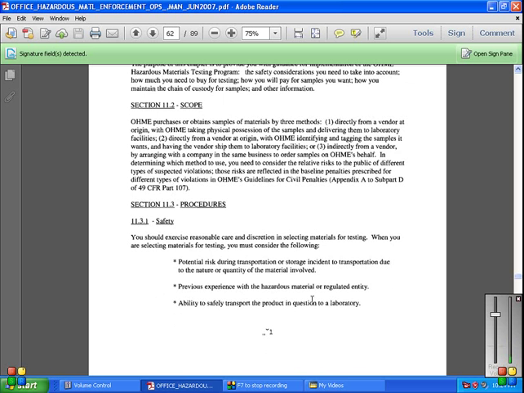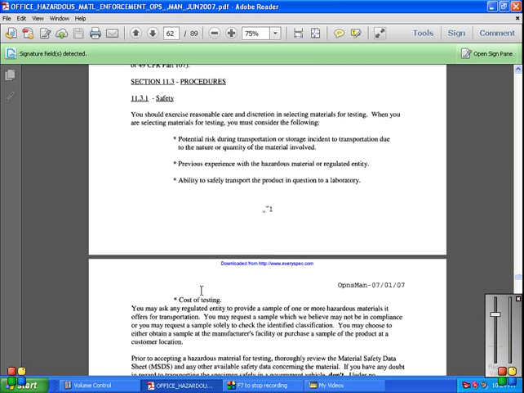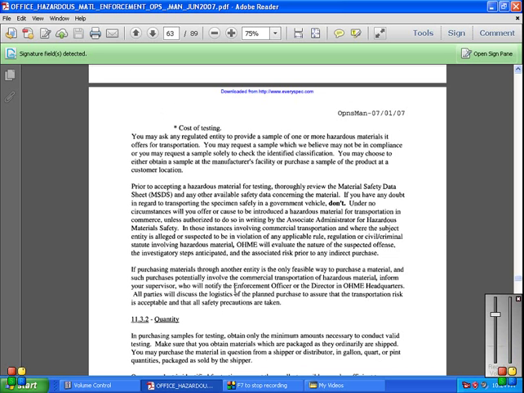Cost of testing. You may ask any regulated entity for a sample of one or more hazardous materials, and it often offers transportation. You must request a sample which we believe may not be compliant, or you must request a sample of a solely identified classification. You must choose either a sample from the manufacturer's facility or a purchase of a sample of the product at the customer location. Prior to accepting hazardous material for testing, thoroughly review the material safety data sheets, the MSDS, and other available safety data concerning the material.